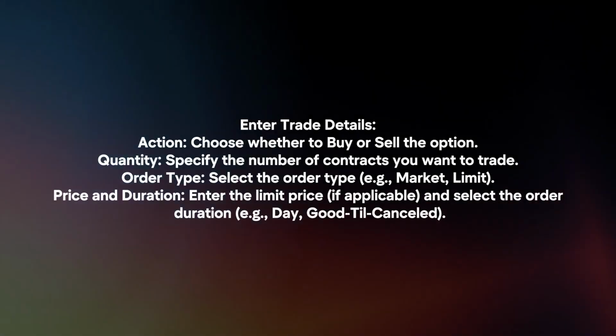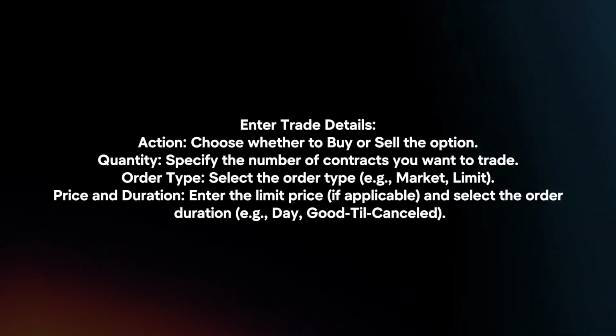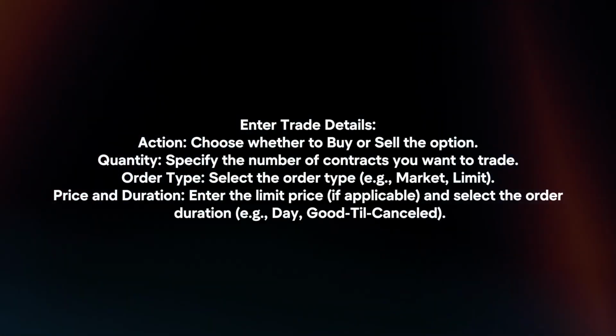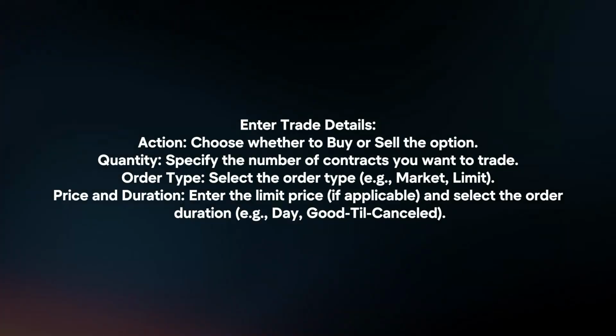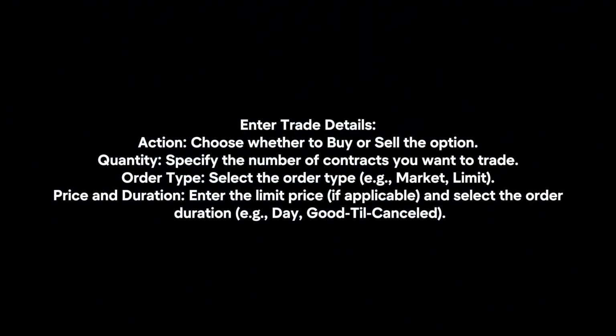Enter trade details. Action. Choose whether to buy or sell the option. Quantity. Specify the number of contracts you want to trade. Order type. Select the order type. Price and duration. Enter the limit price and select the order duration.